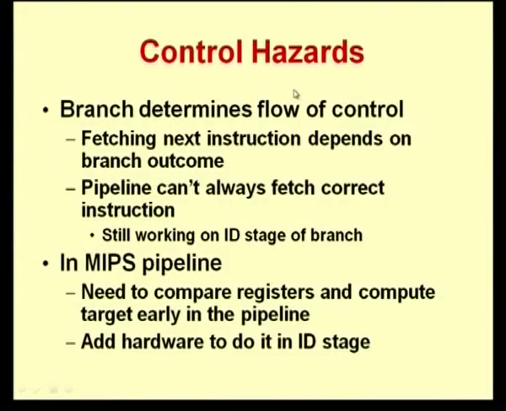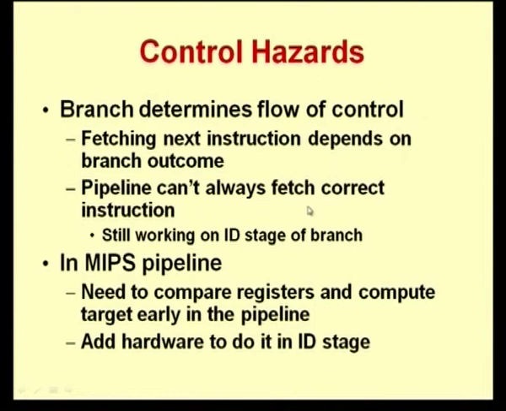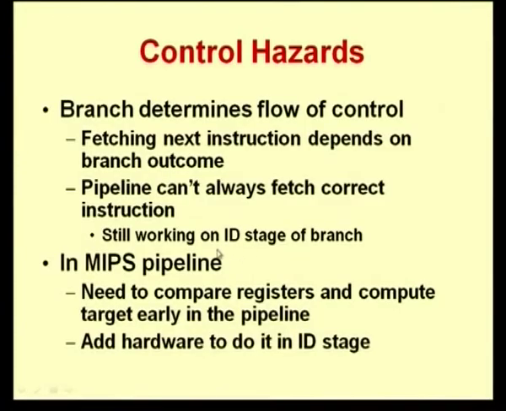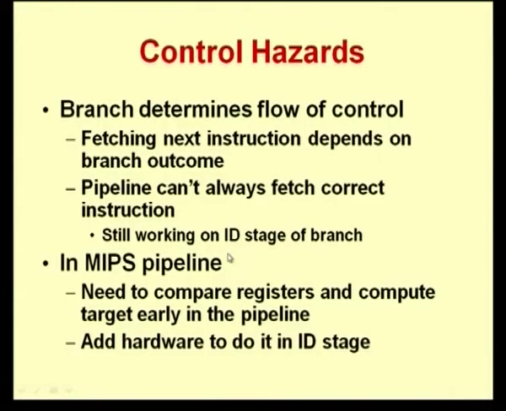So, control hazards. As I said, control hazards are caused because of branches. So, the branch is something which determines the flow of control. Now, whenever I have a branch instruction, remember fetching the next instruction depends on the branch outcome. And the pipeline can't always fetch the correct instruction, because it will still be working on the ID stage of the branch. Remember, when the branch instruction has gone to the ID stage, the new instruction has to come into the IF stage. So, the IF stage does not know which address to fetch the next instruction from. We need to worry about how to handle this.